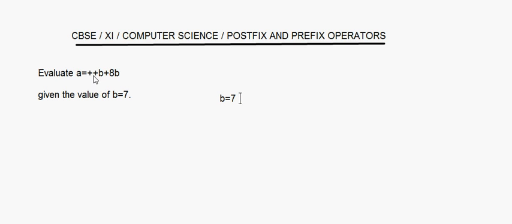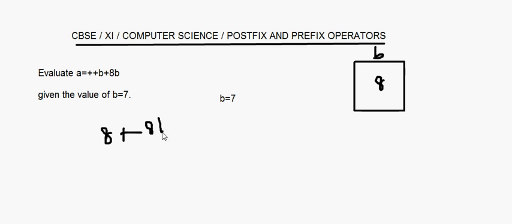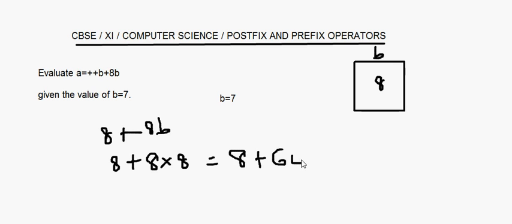Now here we have a pre-increment. So first of all, this part will be done, that is B will be incremented first. So initially it was 7, now B becomes equal to 8, right? So when you do this ++B, this has become 8, and now you have 8 plus 8B. The value of B is again 8, so this comes down to 8 plus 64, which is equal to 72, right? So the prefix operation that we have on B is evaluated first and then it is added to 8B.